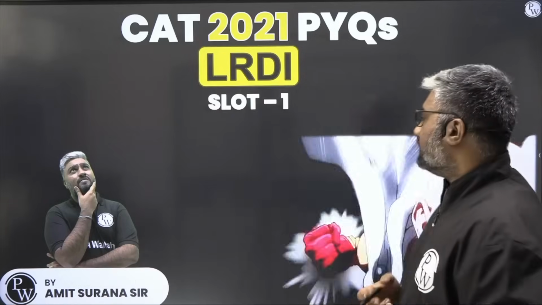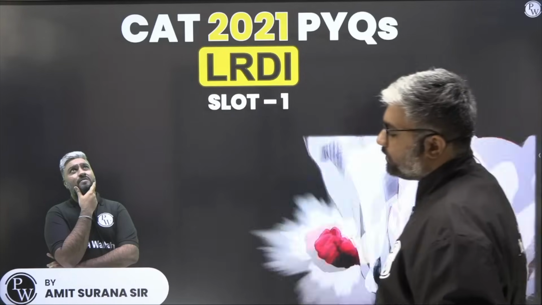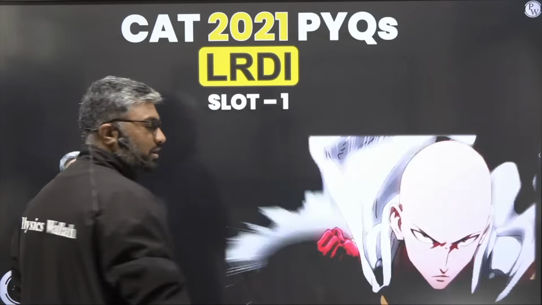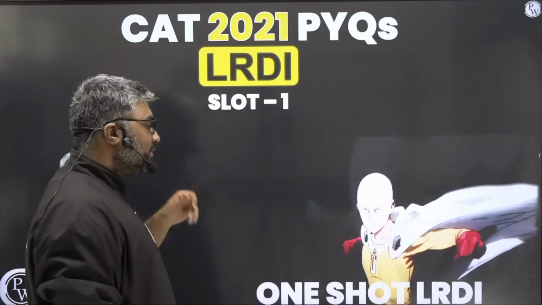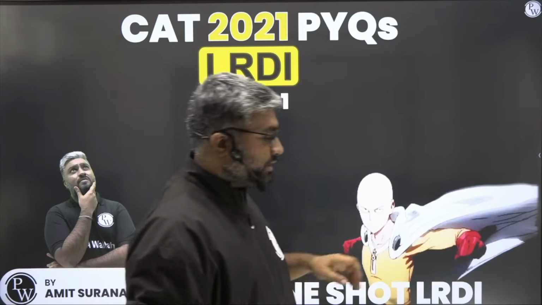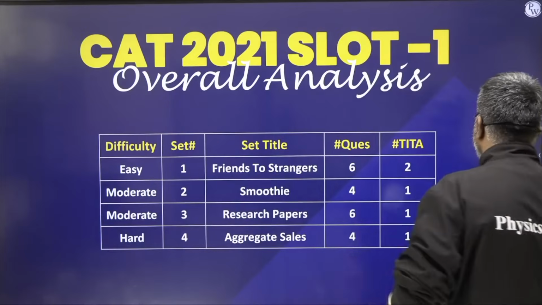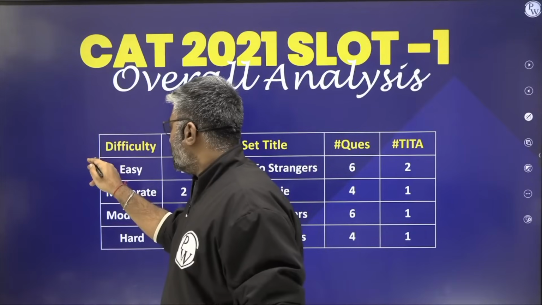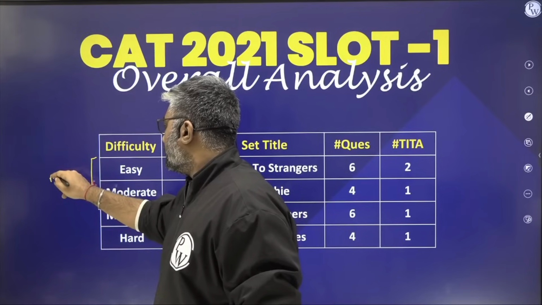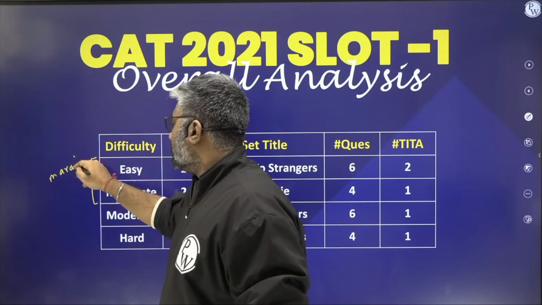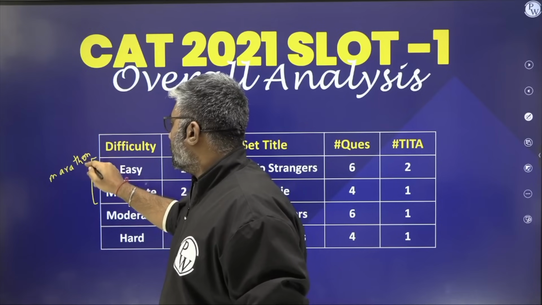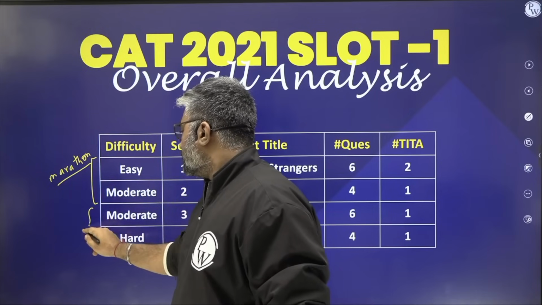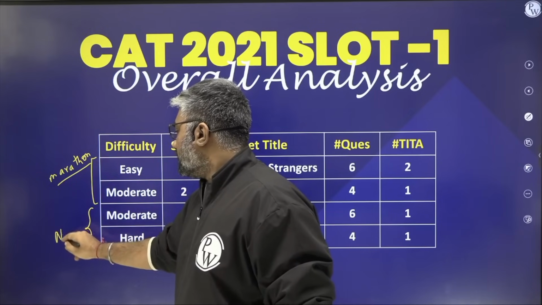Hey everyone, welcome to CAT 2021 previous year question slot 1 ka one shot video. In this one shot video, we are going to look at the remaining two sets. ये दो सेट हमने मैराथन में किया है. We've done this in the marathon. Yes. The remaining two sets is what we are going to focus at now.